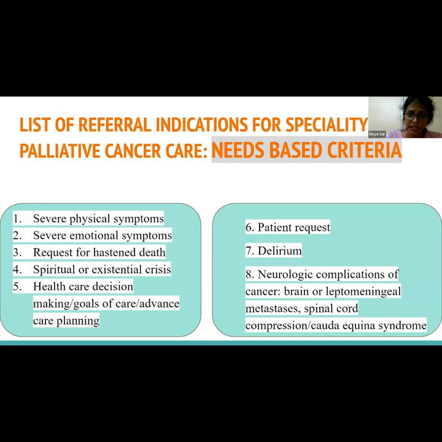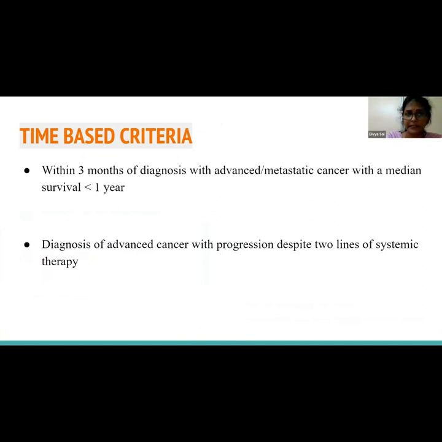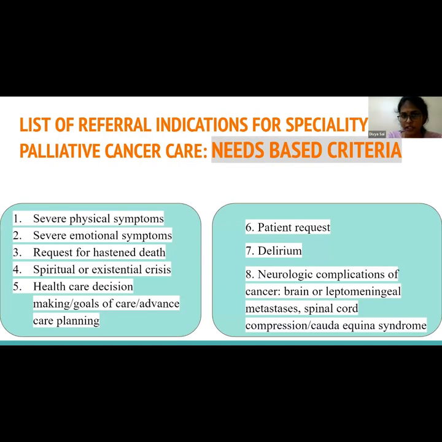And healthcare decision making, goals of care, advanced care planning, the request of the patient, deliriousness, neurological complications of cancer such as leptomeningeal metastasis, spinal cord compression, or cauda equina syndrome. Coming to the time-based criteria: within 3 months of the diagnosis of advanced or metastatic cancer with a median survival of less than 1 month, or a diagnosis of advanced cancer with progression despite 2 lines of systemic chemotherapy. So these needs-based and time-based criteria are major indications for specialty palliative care center requirement.